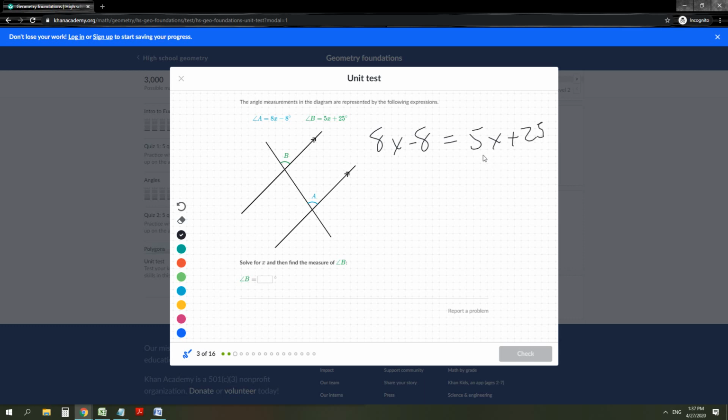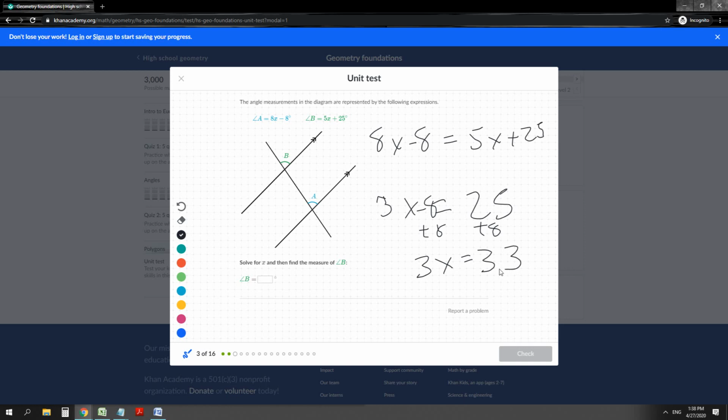Okay? I'm going to get rid of the 5x from both sides. Get rid of it from here, and I only have 3x left. Get rid of it from here, and we still have the minus 8. And then over here I just have the 25. Add the 8 to both sides, right? We have 3x all alone. 25 plus 8 is 33. Which means x must be 11.